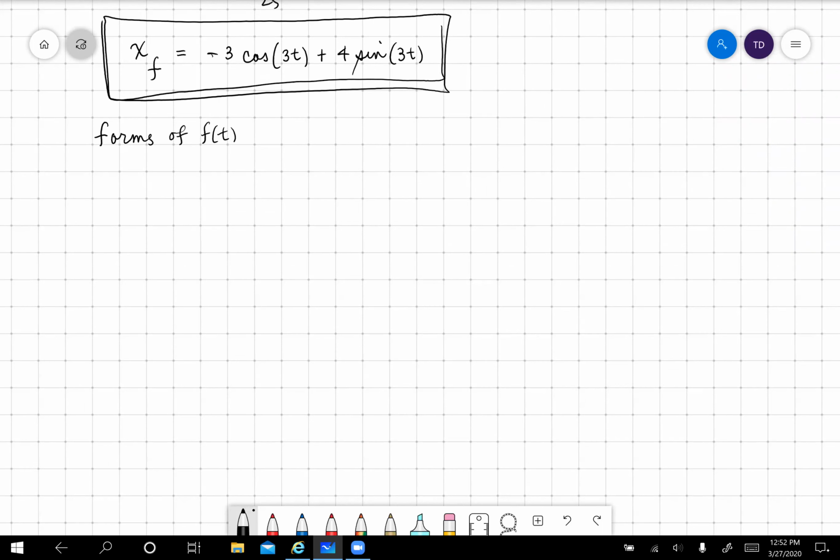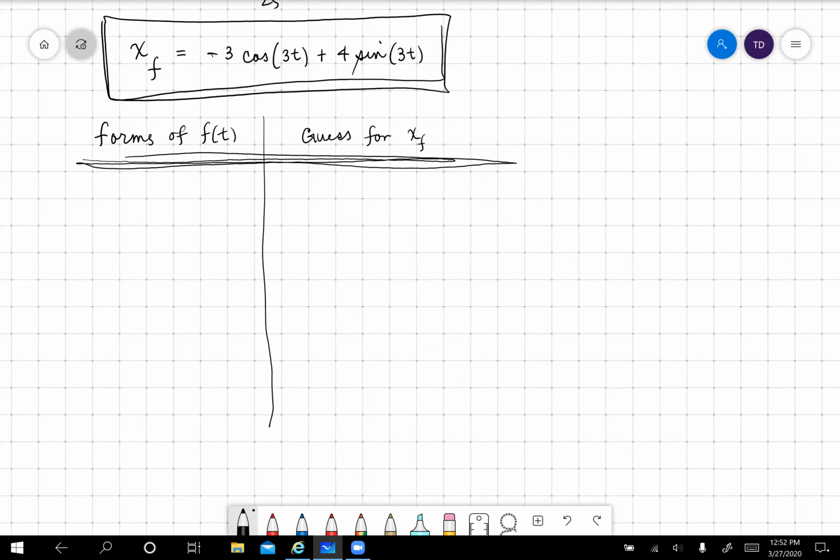So forms of f of t and our guess for x sub f. Okay. So these are the general forms that we're going to see. Number one, we're going to see k, in other words, a constant value. We've done an example of that already. And our guess for that was, we guessed a, just guess a constant, because all of the derivatives of a constant are 0.